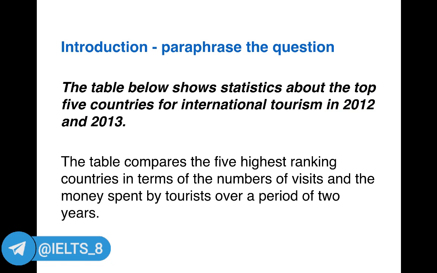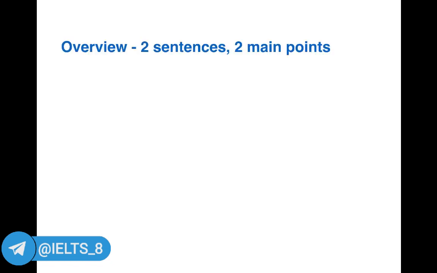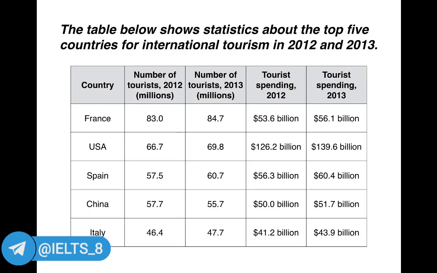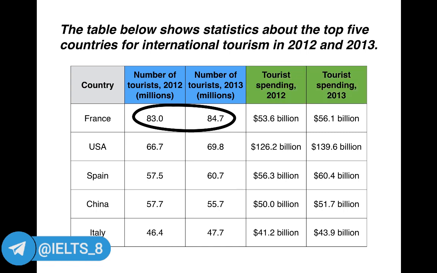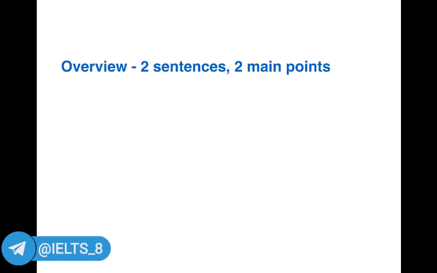The table compares the 5 highest ranking countries in terms of the numbers of visits and the money spent by tourists over a period of 2 years. Now we can go on to the overview. 2 sentences, 2 main points. So let's look at the table and find 2 main points to describe. I'm going to keep this one very simple and choose 1 main point about numbers of tourists, which will be France, the highest numbers, and 1 main point about tourist spending, which will be USA, the highest numbers. Easy. Let's see how I wrote that in my paragraph.